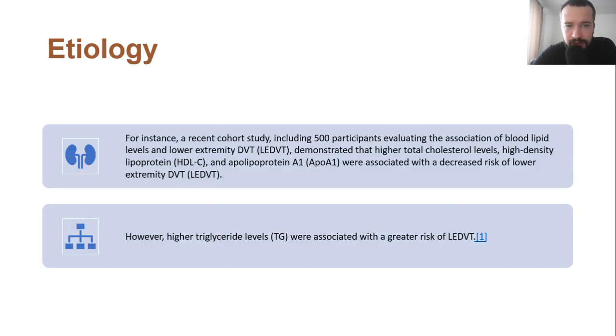For instance, a recent cohort study, including 500 participants, evaluating the association of blood lipid levels and lower extremity DVT, demonstrated that higher total cholesterol levels, high density lipoprotein, and apolipoprotein A1 were associated with a decreased risk of lower extremity DVT. Higher triglyceride levels were associated with a greater risk of lower extremity DVT.